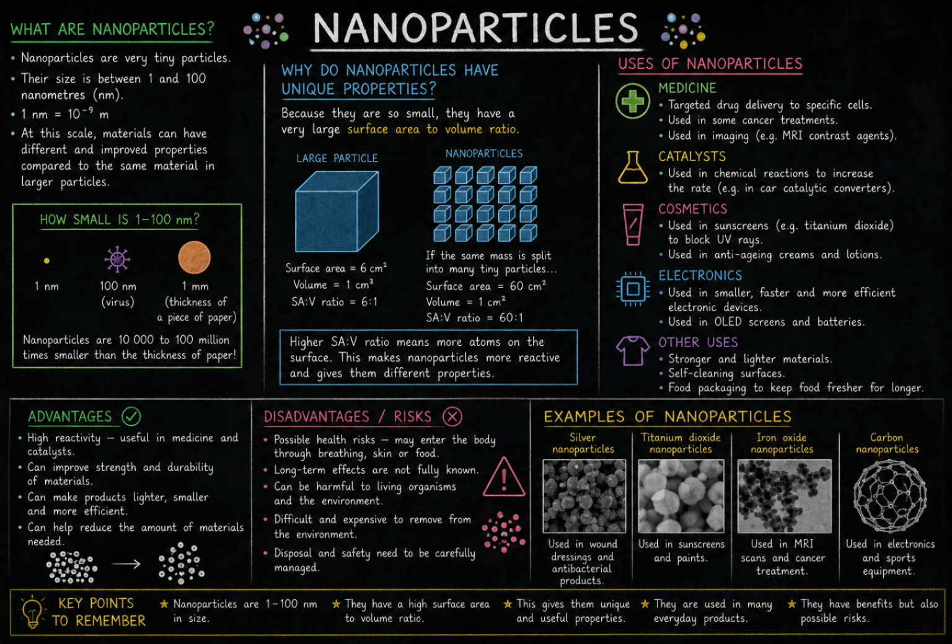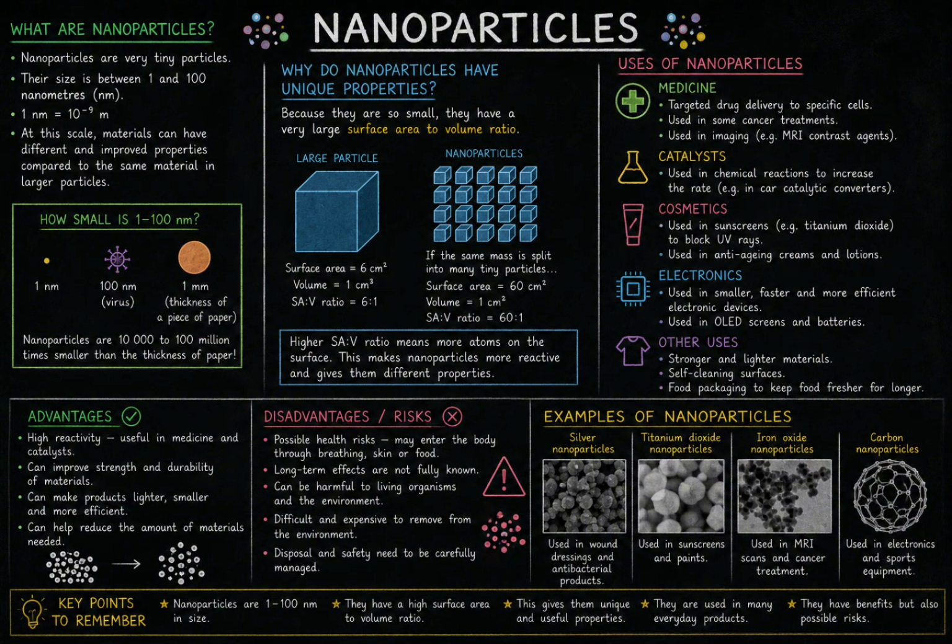Nanoparticles. Finally, let's look at nanoparticles. Nanoparticles are extremely small particles, measuring between 1 and 100 nanometers. Their tiny size gives them a very large surface area to volume ratio. This means more atoms are exposed on the surface. As a result, nanoparticles are often much more reactive than larger particles made from the same material.